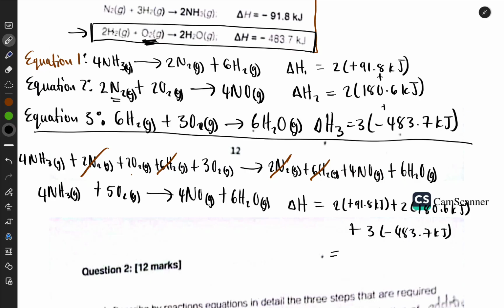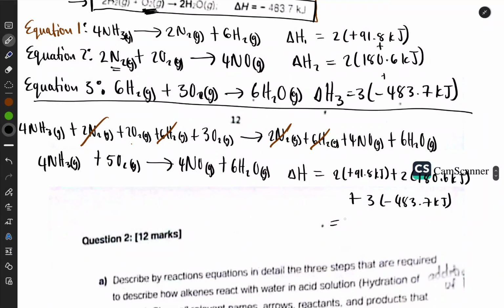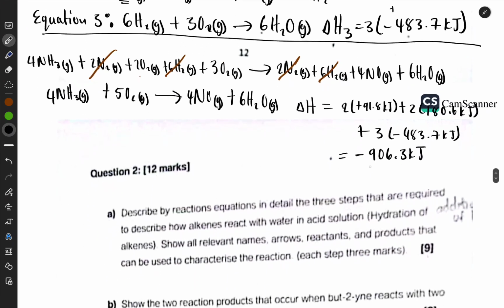Then we are going to get our delta H. So 2 open bracket 91.8 close plus 2 open bracket 180.6 close plus 3 open bracket negative 483.7 close. We'll get it as negative 906.3 kilojoules. Okay, there we have, and here is our delta H.